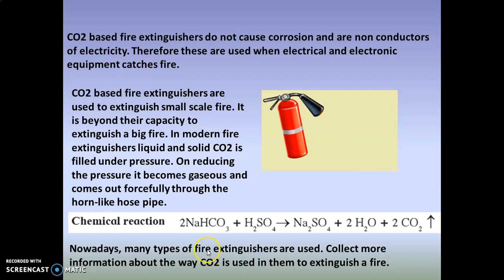The chemical reaction is that sodium bicarbonate reacts with sulfuric acid. It gives sodium sulfate, water, and the main product, that is carbon dioxide. So different types of fire extinguishers are used. You can collect more information on how they are used.